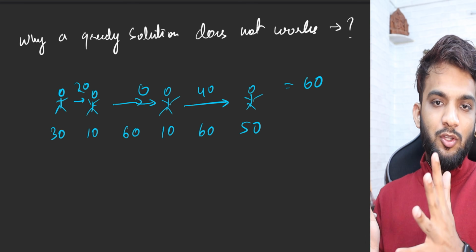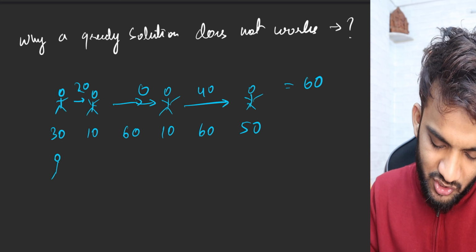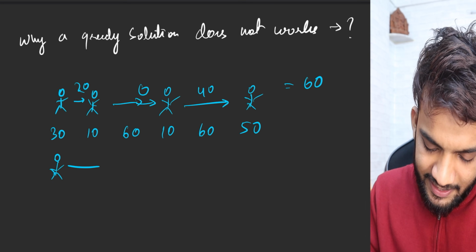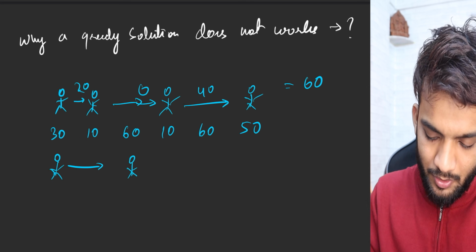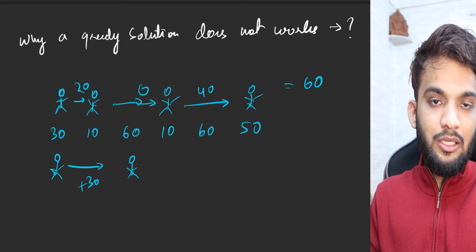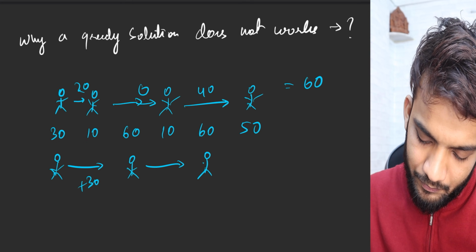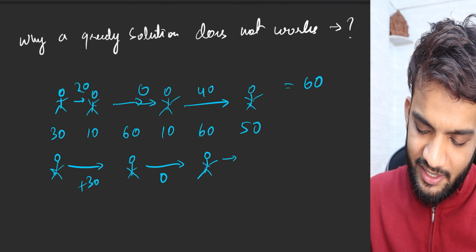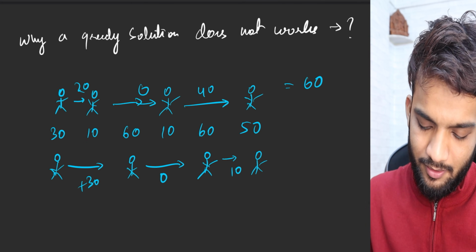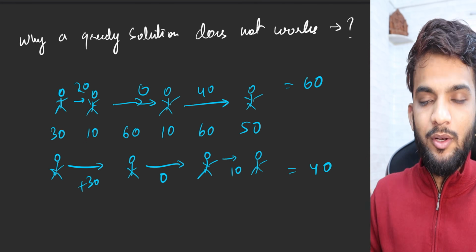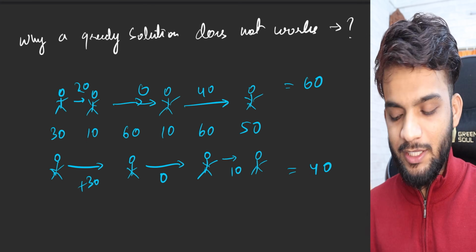Now what if I try some other way? Let's try that out. If the frog is here and he decides he will be going till 60, that will cost him 30 bucks, right? And if he decides after that he'll go to 60 again, that will cost him 0. And after that he decides he'll go to 50, that will cost him 10. So a total of 40 will be the costing.